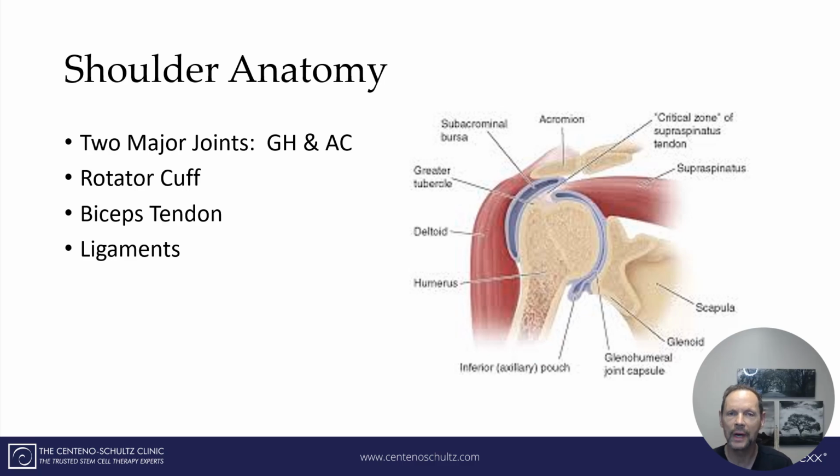Now, the shoulder joint, as we know it, has 2 major joints. There's what's called the glenohumeral, basically the large ball socket joint. And then there's a second joint, basically where the collarbone comes across and then forms a joint with the acromion. It's called the AC joint. The other things that you need to know about are the rotator cuff, which we'll explain, the bicep, basically the Popeye muscle, and then the ligaments, which are basically connective tissue that stabilize the joint.